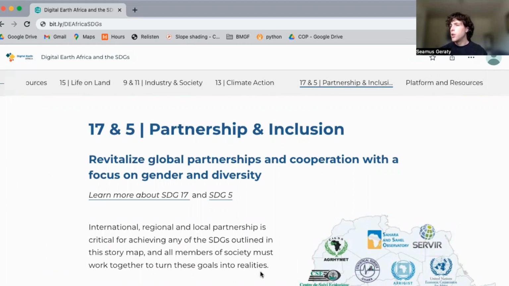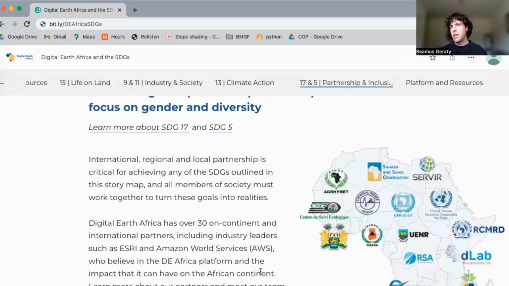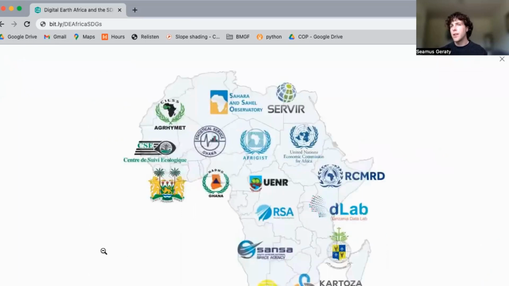International, regional, and local partnership is critical for achieving any of the SDGs outlined in this story map. All members of society must work together to turn these goals into realities. Digital Earth Africa has over 30 on-continent and international partners, including industry leaders such as Esri and Amazon Web Services, which is what the Sandbox and other platforms run on.